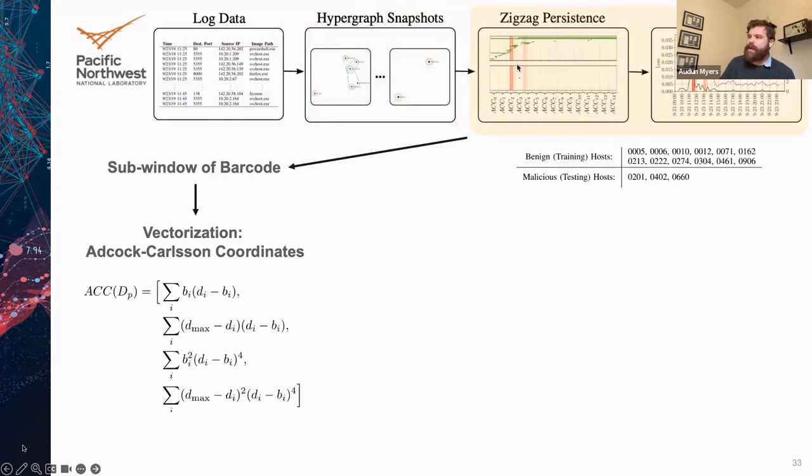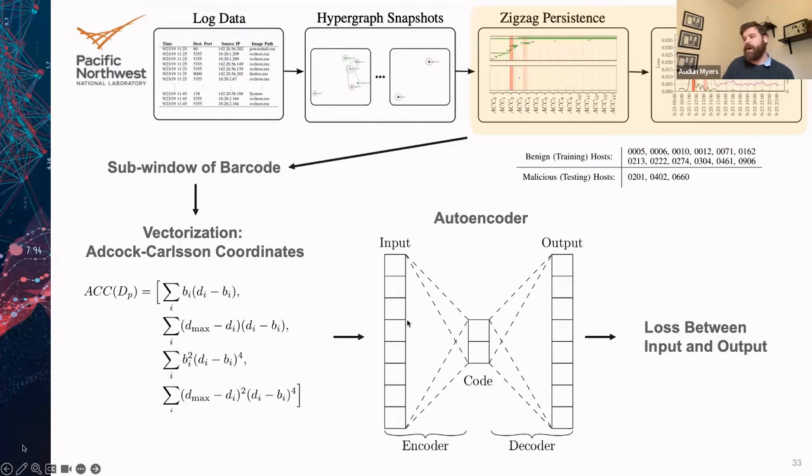The way we do that is we break the full zigzag persistence barcode into 1 hour subwindows, and then we vectorize those using what are called Adcock-Carlson coordinates, which are really just summary statistics of those persistence diagrams, which are then fed into an autoencoder. Because we're looking at both dimension 0 and dimension 1 topology, it's an 8-dimensional vector that is fed into this neural network, which brings it down into the code, or latent space, a lower dimensional space, and then reconstructs it through a decoder back into that 8-dimensional space.